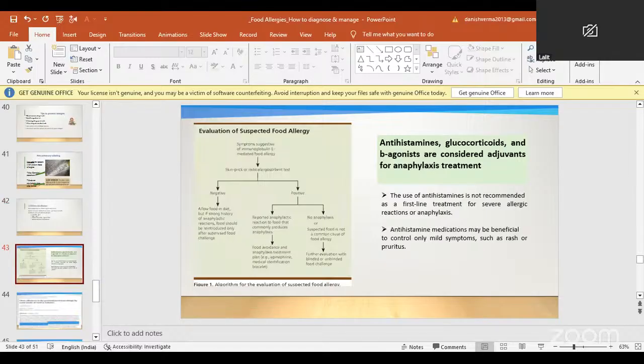One second. Just let me know, can you see this now? Enlarged one, can you see?